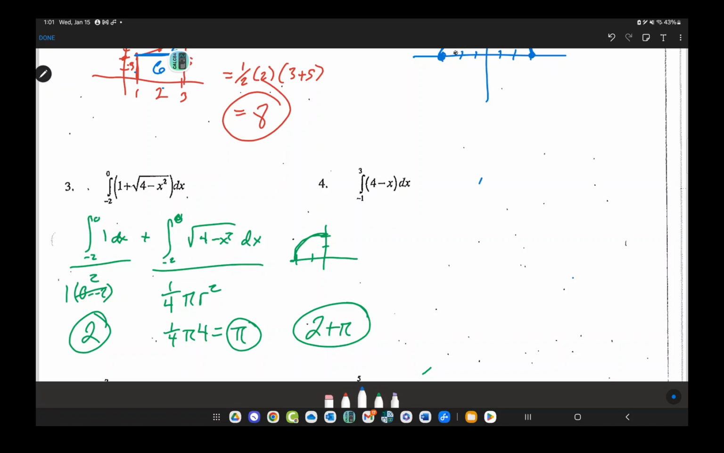Number 4, linear function. Linear functions are nice. So we start at 4, going from -1 to 3. So -1 would be 5, 3 would be 2. Again, not a trapezoid, but if you want to make that a rectangle or a triangle, go right ahead. We have a height of 1, so this area is just 4. Then 1/2 times 4 times 4 is 8. So it's 8 plus 4.